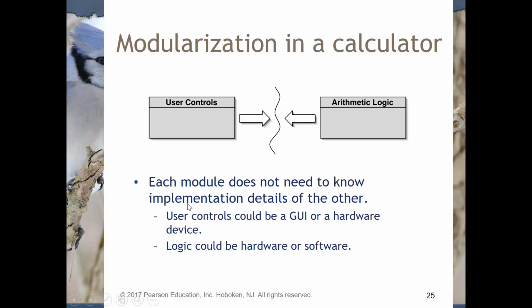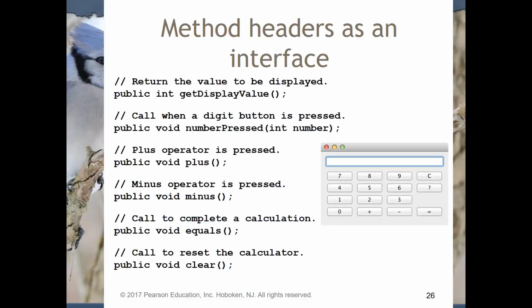Each module does not need to know the implementation. In other words, if user controls calls into arithmetic logic, it doesn't need to know anything more than what it takes to get through this squiggly line. In other words, it needs to know the interface and nothing more. Logic can be hardware or software based, it's irrelevant. Could be GUI, could be anything. It doesn't matter as long as the interfaces are well understood.